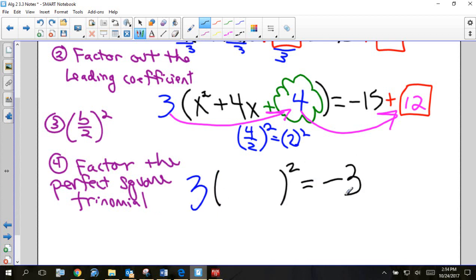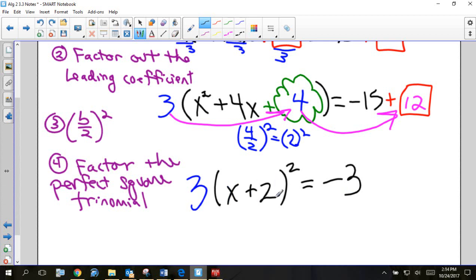So I'm going to factor the x squared plus 4x plus 4, and I'm going to get what? Second, do you know what I'm going to get when I factor this? What's it going to start with? X. What sign? Plus. 2. Yep.